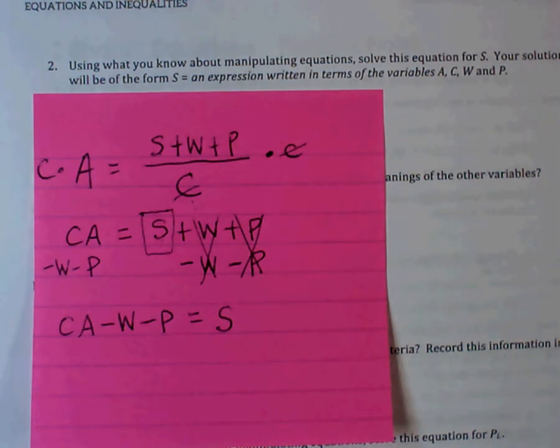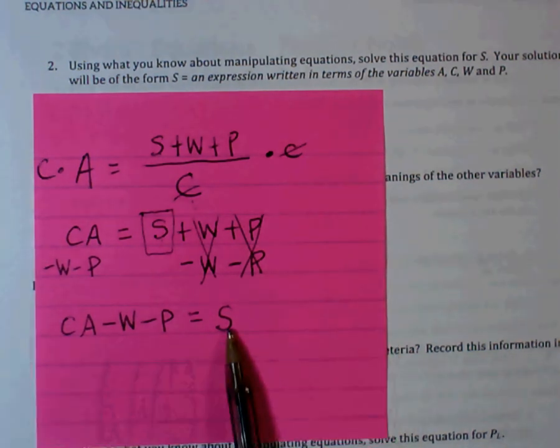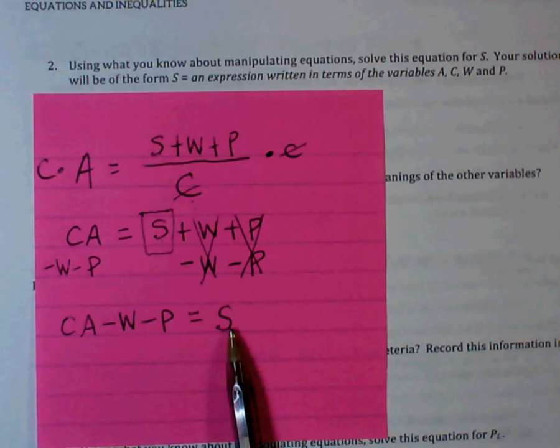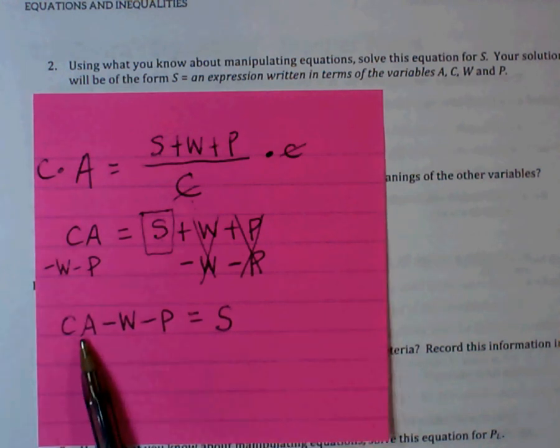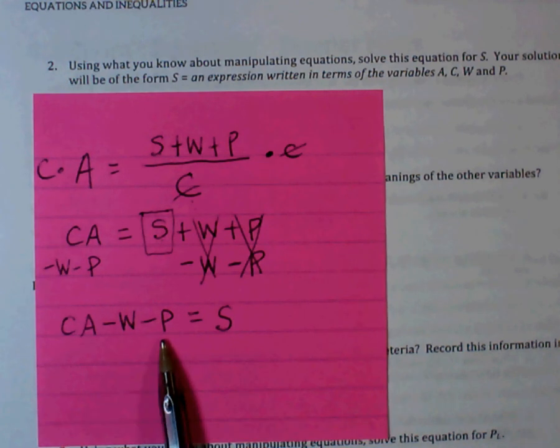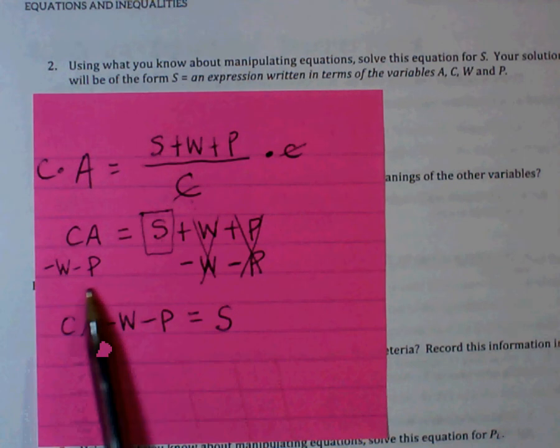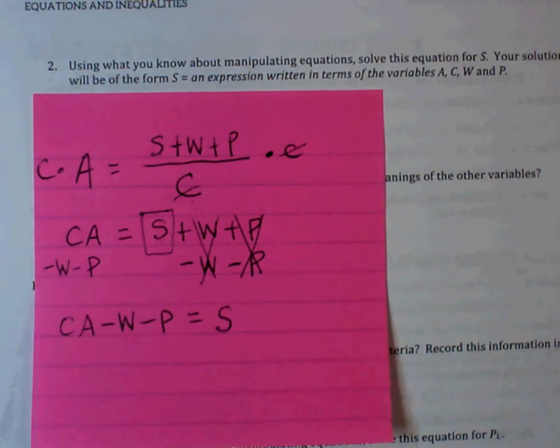It's going to take some thinking to figure out what it means, but we know that now we have done what they asked. We solved the equation for S. S is equal to C times A minus W minus P. Now it's time for you to try to figure out what the heck that could possibly mean in the cafeteria. Does it make any kind of sense? And that's what question 3 is about.